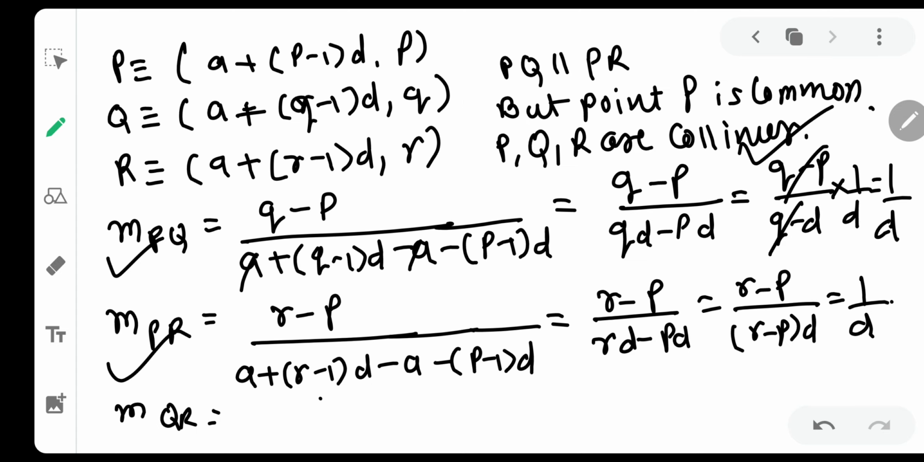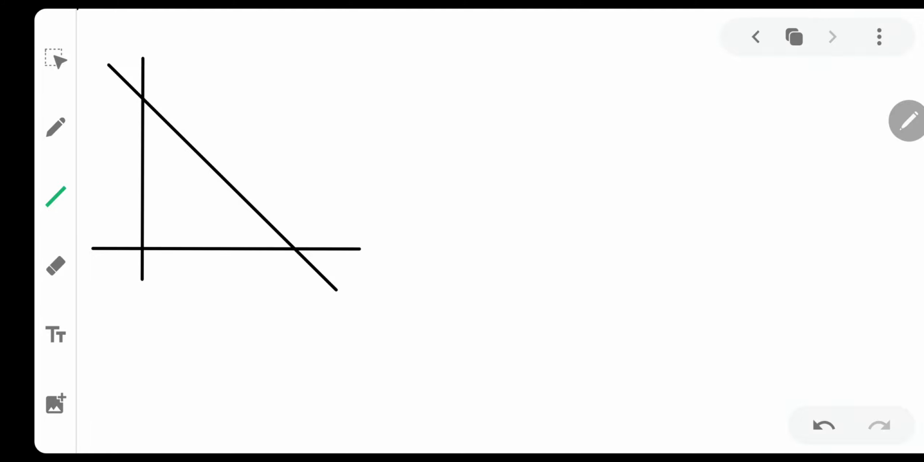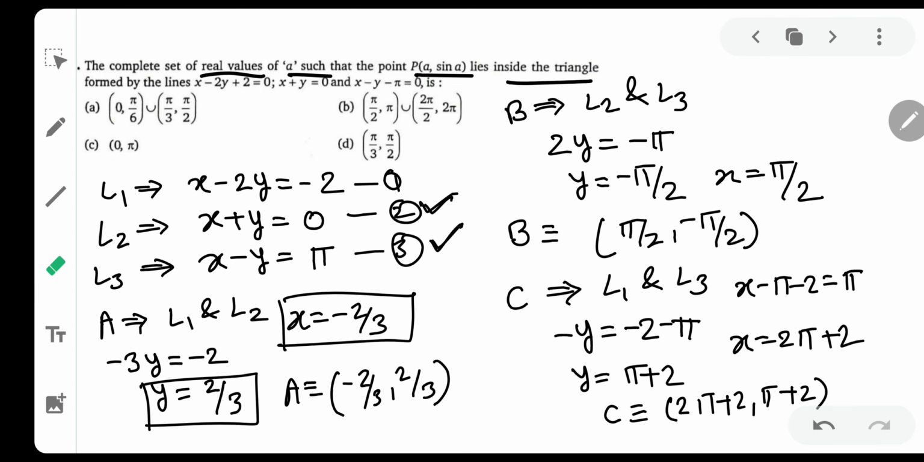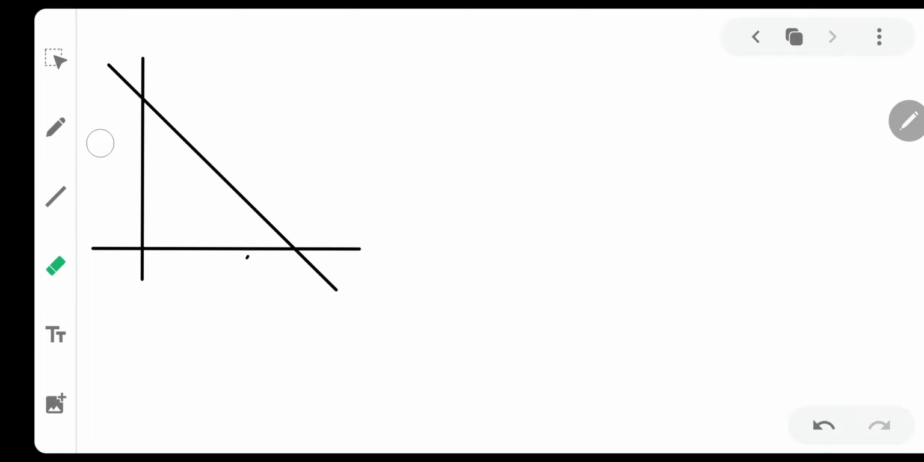Let us plot these lines. First of all I will plot L1, then I will plot L2, and we also have one line L3. Let me name them, naming is very important. This particular line is L1. Which two lines were perpendicular? L2 and L3 were perpendicular. So this is L2, this is L3, and this is L1.